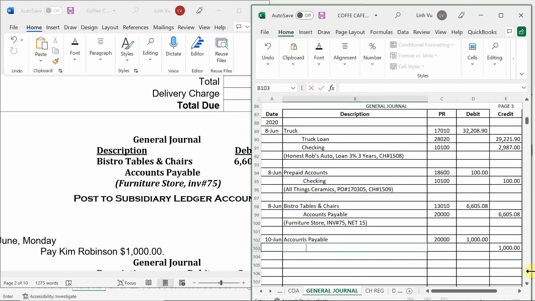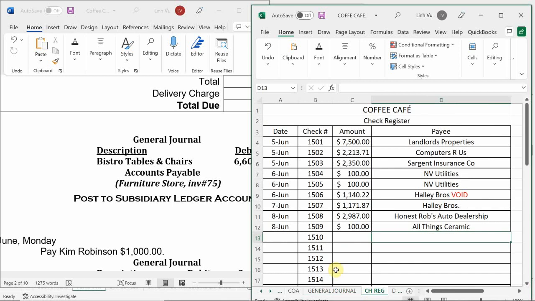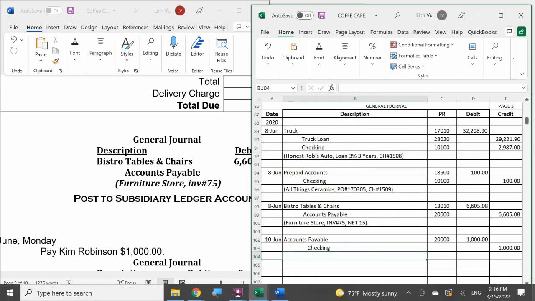Okay? Now, how am I going to pay her? Checking. I'm going to cut her a check, right? So if I'm going to pay Kim Robinson with a check, let's cut her a check. Okay, it is June 10, right? Check number 1510 for $1,000 is going to go to Miss Kim Robinson. Okay. So, right, making my note here that this person that I owe was Kim Robinson, and I paid for this.